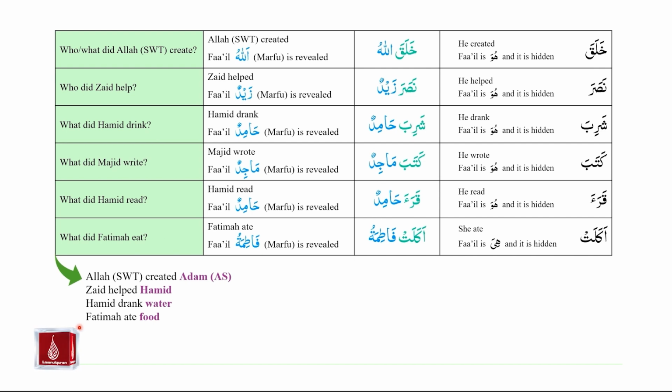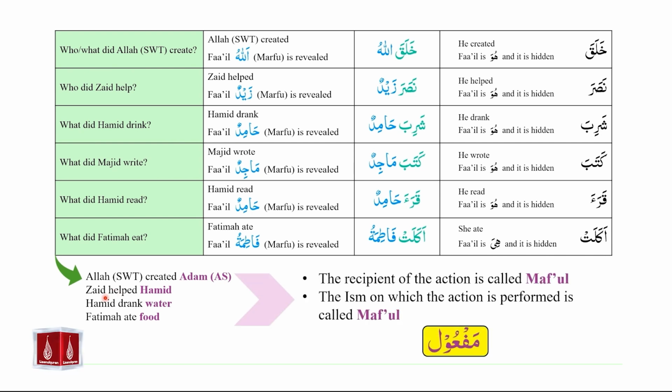So in all of these examples, we see that there is an action such as Nasara. Then there is the one that is performing the action. In this example, that is Zaidun, which is the Fa'il. And then there is someone or something that is receiving that action. In this example, Hamid is receiving help from Zaid. So we have a definition for the recipient of an action, and the recipient of an action is called Maf'ul. Maf'ul can be defined as the ism on which the action is performed.